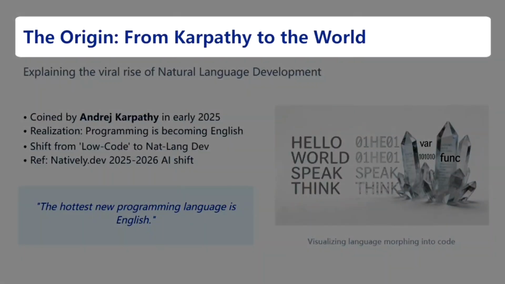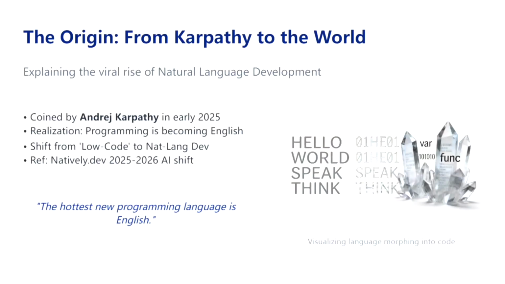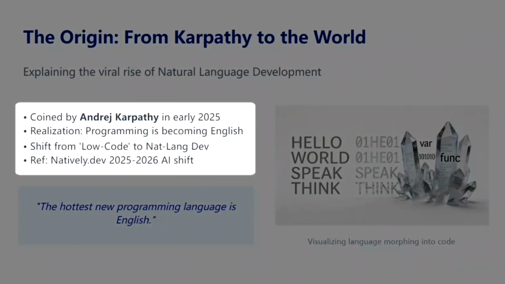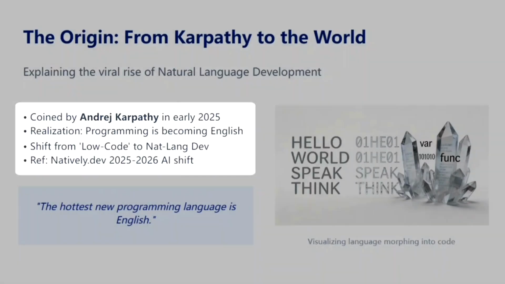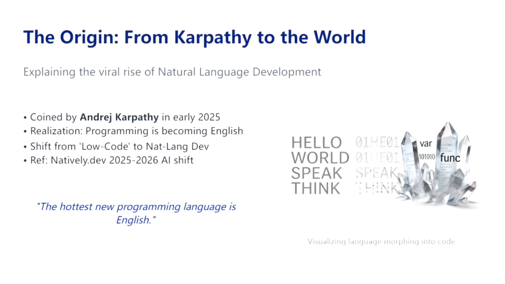Building on what we just covered regarding the vibe loop, let's look at where this all started. The term vibe coding actually has its roots in a very specific moment in AI history. It was coined by Andrej Karpathy, a true pioneer in the field, in early 2025. He realized that the barrier between human intent and computer execution was finally dissolving. He famously stated that the hottest new programming language is English.